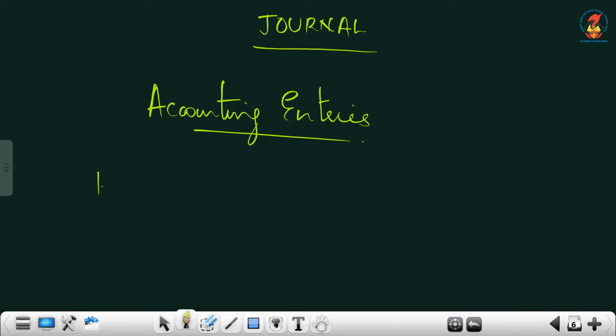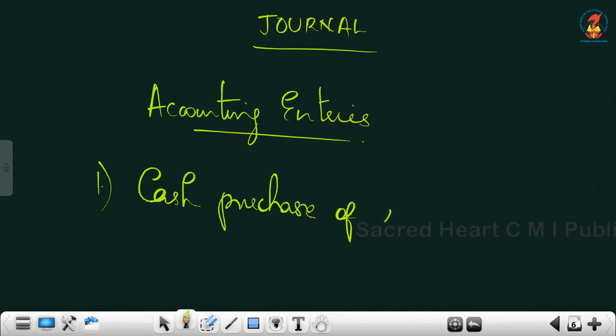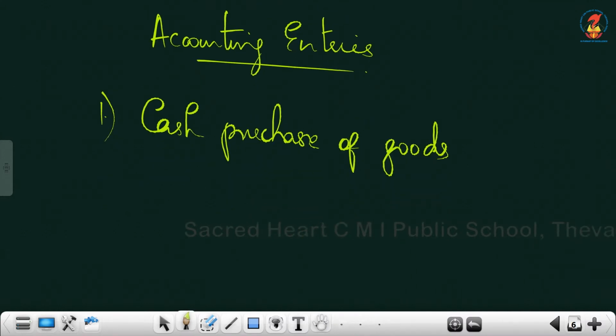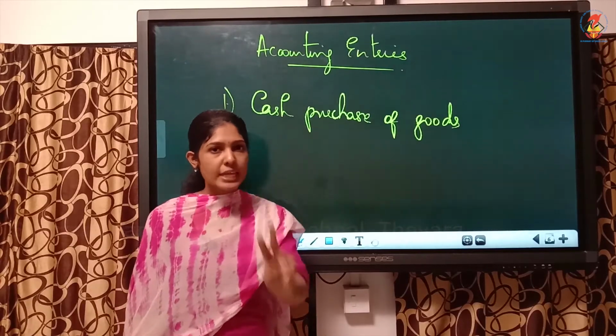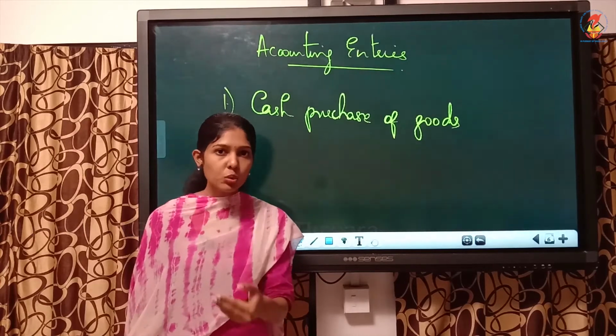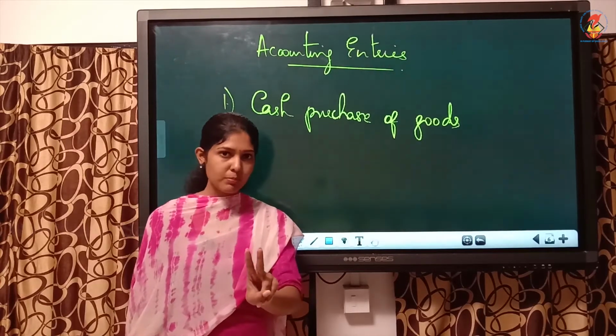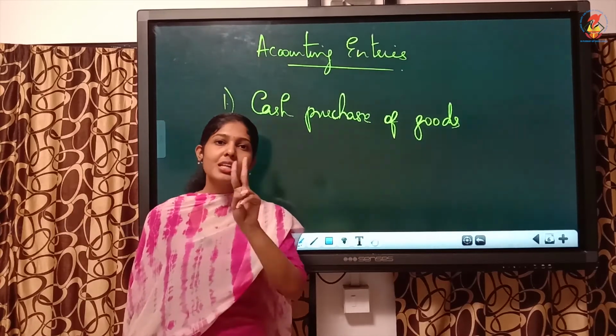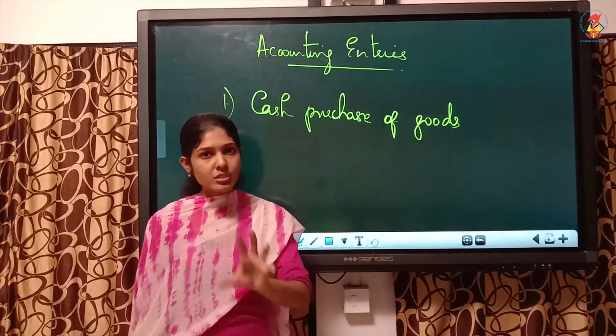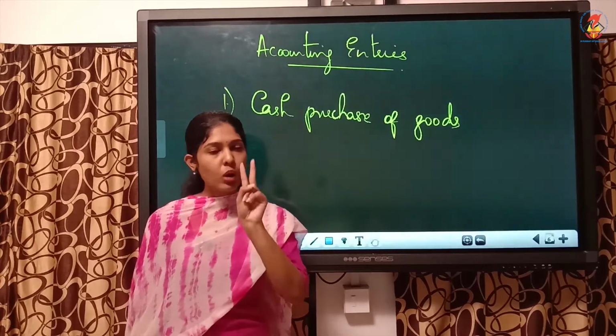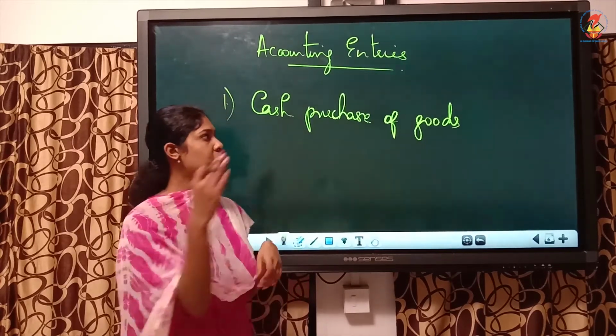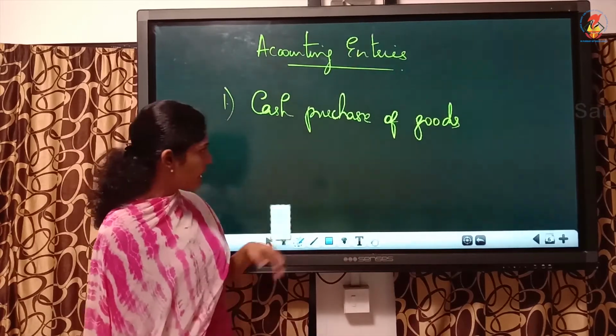We'll take the first one. Write the first one: cash purchase of goods. First we have to identify which are the two items involved in this transaction. We know that every transaction has two aspects, one would be debit, the other one would be credit. So which are the two items in this transaction?